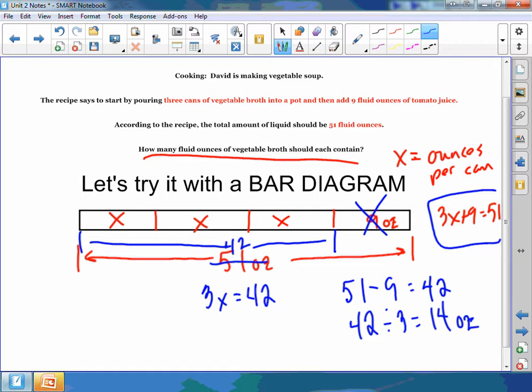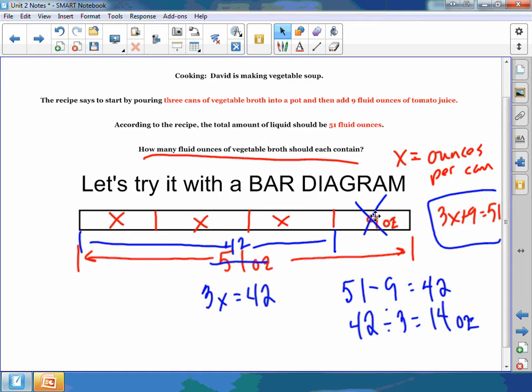Okay, so then that's the 1-step equation. This is what we were working on last week. You would just say, well, you would divide both sides by 3 in this case, and you would get 14. But the bar is just showing that, okay, this whole amount became 42. We break that up into 3 equal parts.